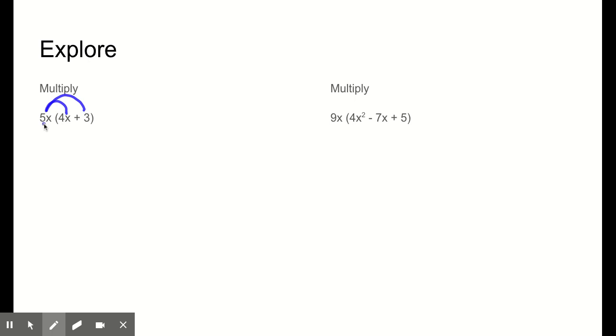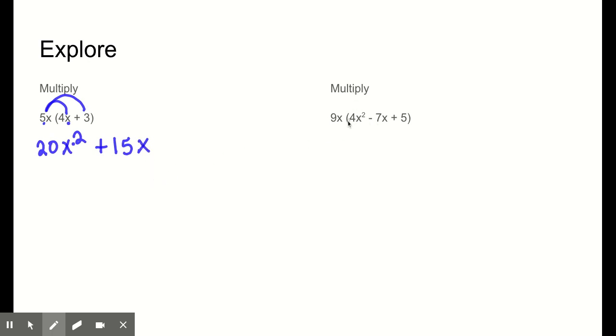So when we distribute 5x into the parentheses, again, we multiply it to everything inside of the parentheses. So 5x times 4x gives us 20x to the second power, or 20x squared. Remember that x times x gives us x squared. And 5 times 3 gives us 15, and we have that x there. So 5x times 3 gives us 15x.